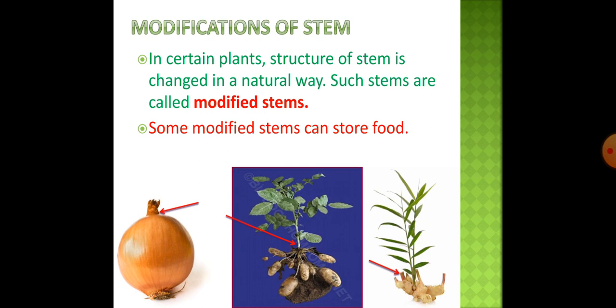Okay, that stores food. Now, second point is some modified stems can make food. Like cactus can perform all the functions of leaf by their modified stem. So this was all about stem parts of the plant. In next video we will talk about leaf part of the plant.